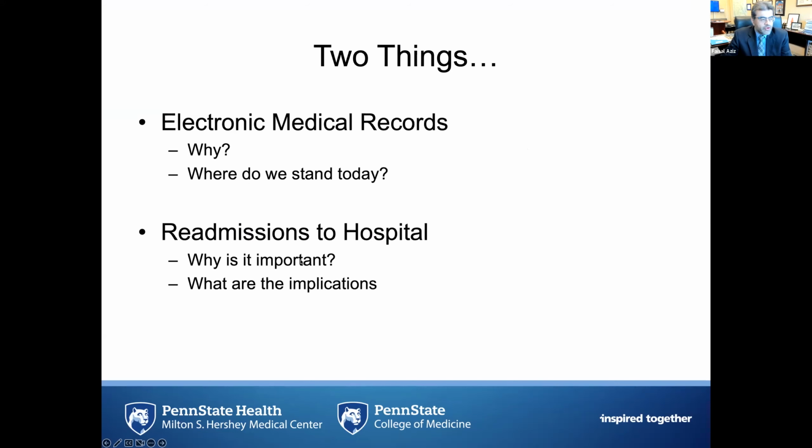So, as I said before, the topic of my presentation is to go over electronic medical records. Why are we going to talk? Why is it important in this day and age? And number two, why did we choose to explore the area of readmissions to the hospitals and use this tool to discover that? And how did they interact with each other?